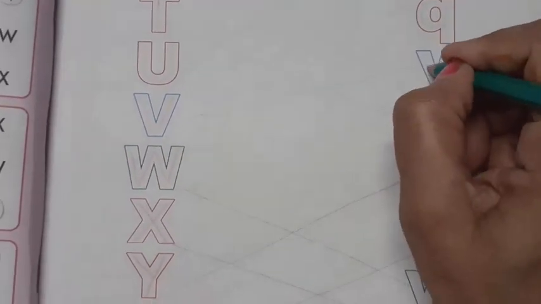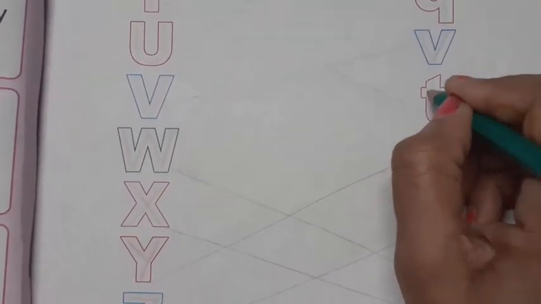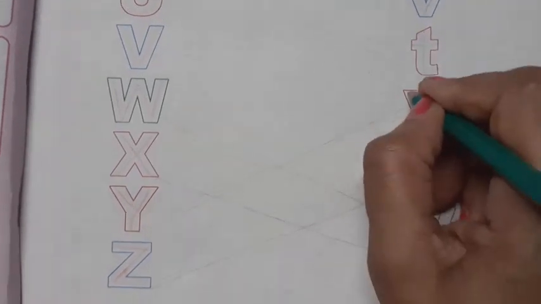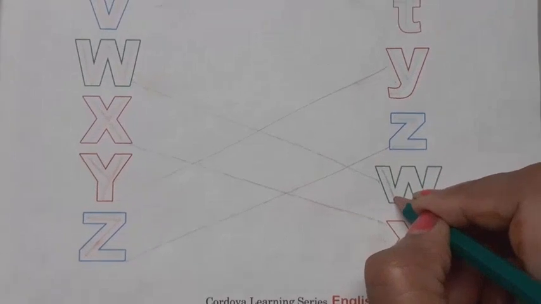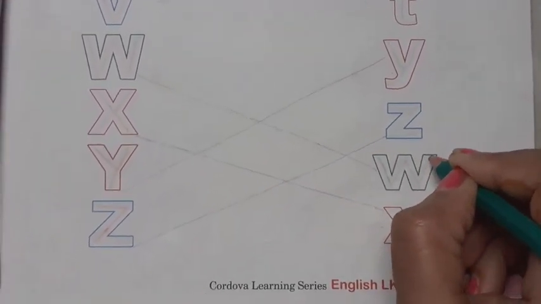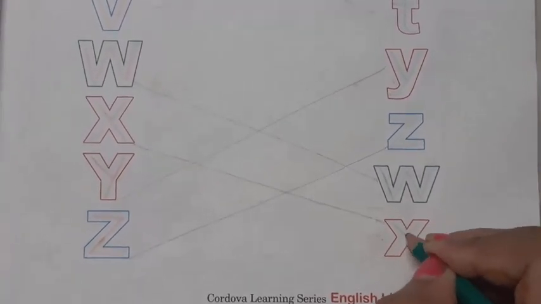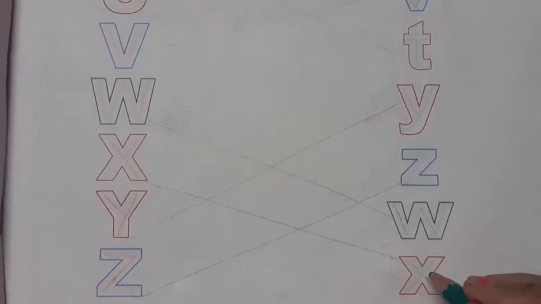q, slanting line, another slanting line, v, standing line with a curve and a sleeping line. This is t, slanting line, then another slanting line with a curve. This is y, sleeping line, slanting line, another sleeping line. This is z, then slanting line, second slanting line, third slanting line, fourth slanting line. This is w, then slanting line, another slanting line. This is x. Okay children, same way you can do this.